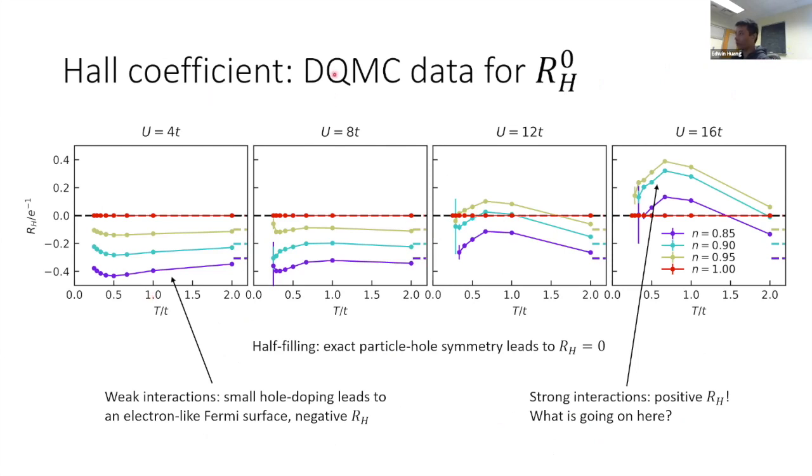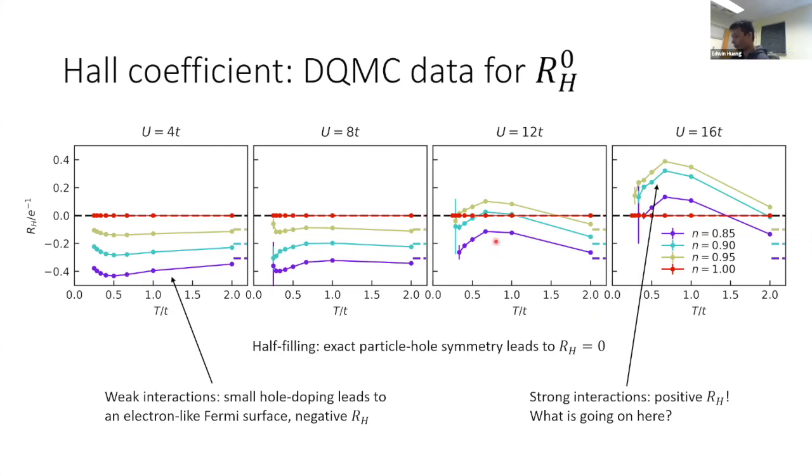Okay, so let me show you the data now. This is from DQMC on an 8x8 cluster with t' set to 0 to simplify the calculations, because the magnetization has extra terms whenever you have a non-zero t'. We see that for weak interactions and small hole doping, we know that small hole doping leads to an electron-like Fermi surface, and hence you get a negative Hall coefficient here. Now, what we're finding is that as you increase your interaction strength, at some point for small dopings, the Hall coefficient becomes positive instead of negative. So what's going on here? Why is there a change in the sign?